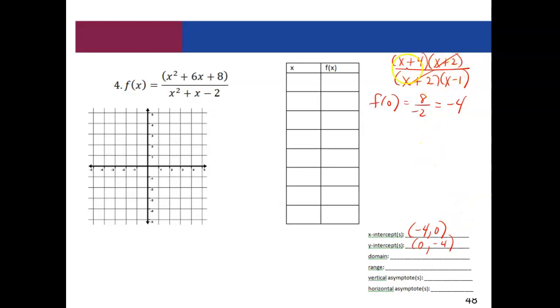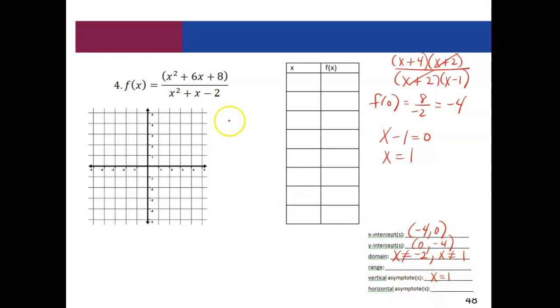My domain I'm still going to get from the denominator, because x can still not be -2 and it cannot be 1. If I set this denominator equal to 0, then I'm going to get x is not negative 2, and x is not 1. The range we'll come back to with the calculator. My vertical asymptote, because these canceled out, there's a hole there and not an asymptote. So the only vertical asymptote is going to come from this x minus 1. So I'm going to get x equals 1 for the vertical asymptote.